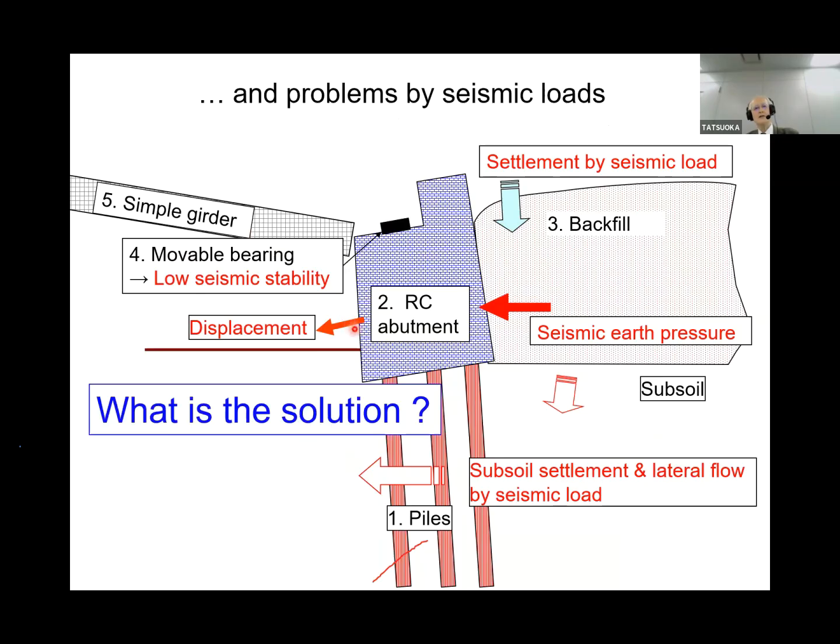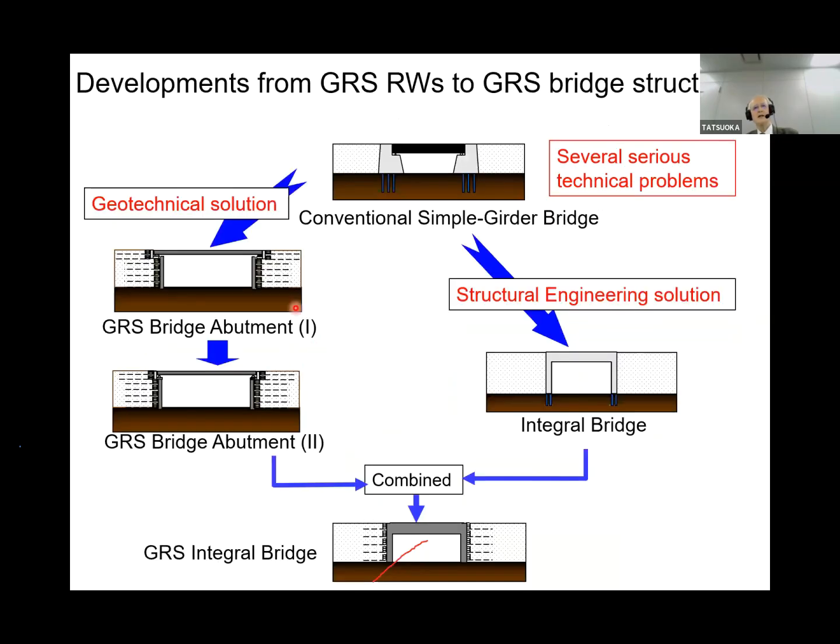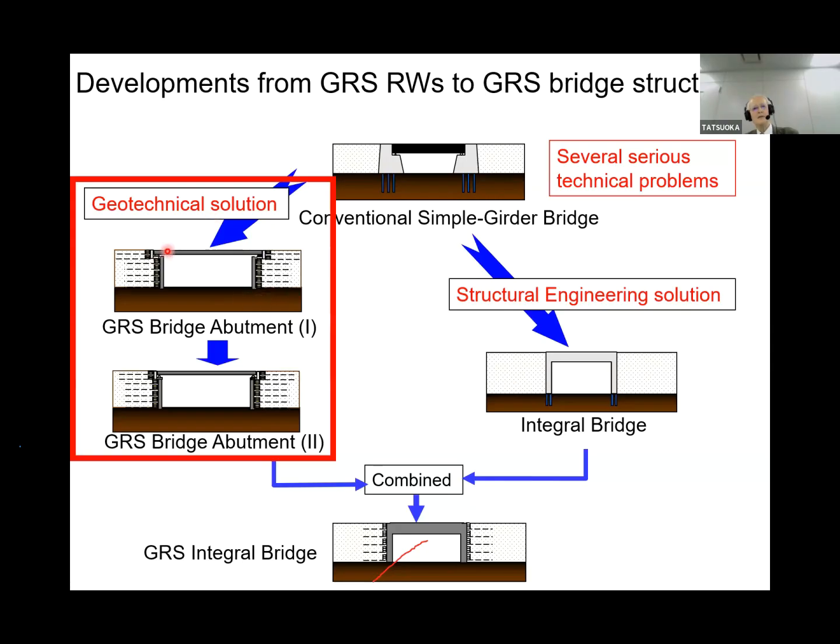So what is the solution? One solution, so this is the next topic. This is the conventional simple girders. Many problems. One solution is this GRS structure. The other one is the GRS integral bridge. So for this GRS structure, I explain the first generation and the second generation.